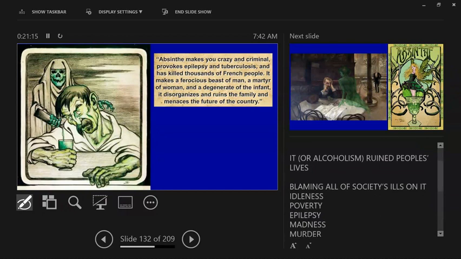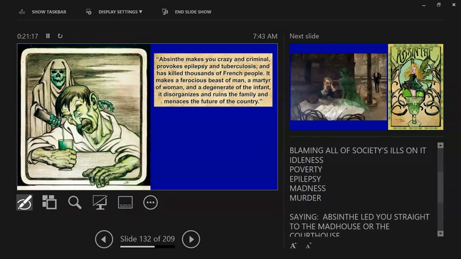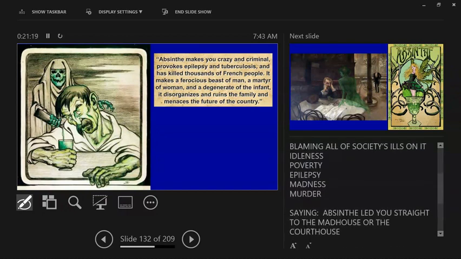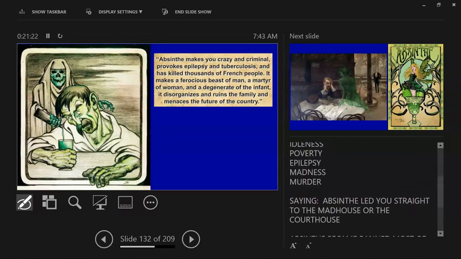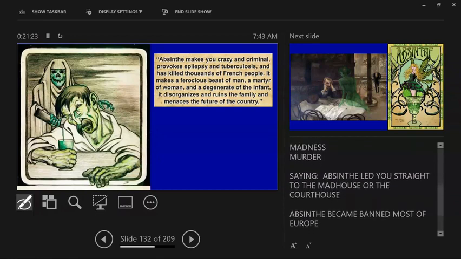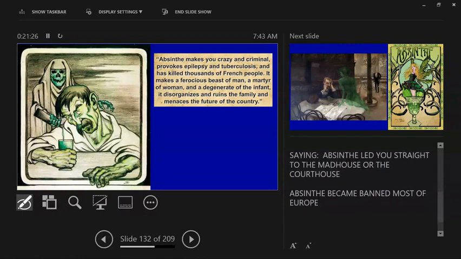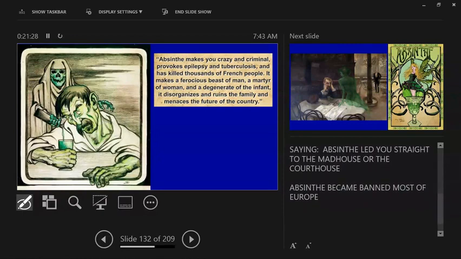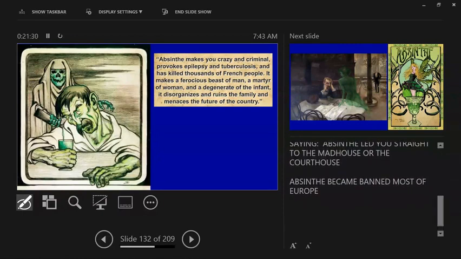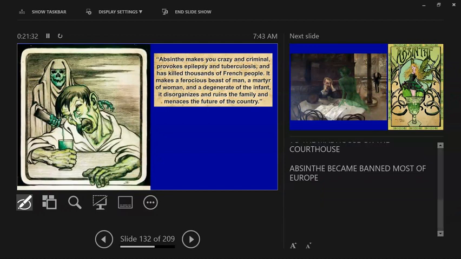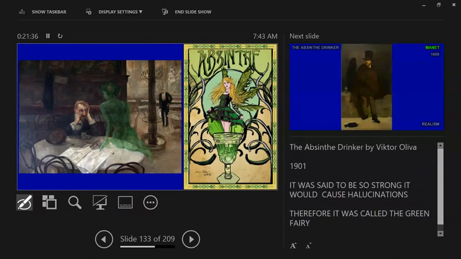Parisian society began to blame all of society's ills on absinthe. Idleness, poverty, epilepsy, madness, murder. They were saying that absinthe led you straight to the madhouse or the courthouse. That was a saying at the time. And absinthe became banned in most of Europe. All right, it's also called the Green Fairy because people would have hallucinations after drinking absinthe.